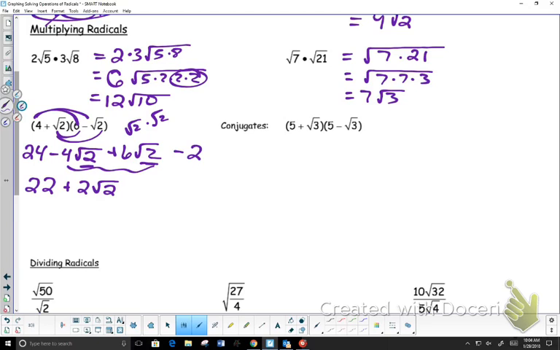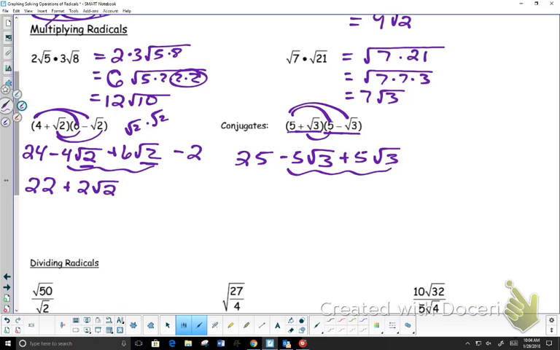Conjugates, we've worked on these as well. These are the exact same except they have different signs, which means their middle term is going to go away. 5 times 5 is 25. We'll just work it out so you can see it happen. Negative 5 square root of 3. Positive 5 square root of 3. Notice what happens to these two. And then square root of 3 times negative square root of 3 will be 3, right? Because I got negative 3 times 3. 25 minus 3 gives me 22, and that would be it because our middle term disappears.